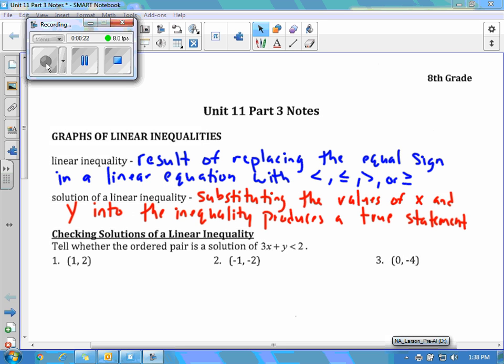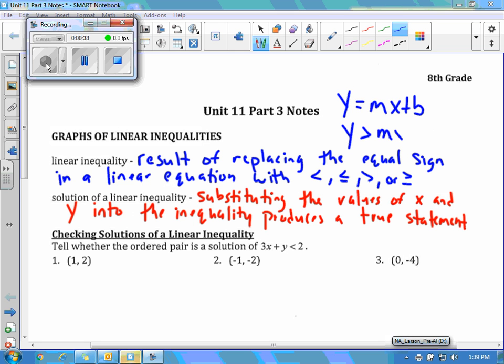First, a linear inequality is the result of replacing the equal sign in a linear equation with less than, less than or equal to, greater than, or greater than or equal to. So y equals mx plus b is our linear equation, and a linear inequality looks like y is greater than mx plus b. The solution of a linear inequality is when you substitute the values of x and y into an inequality, and it produces a true statement.